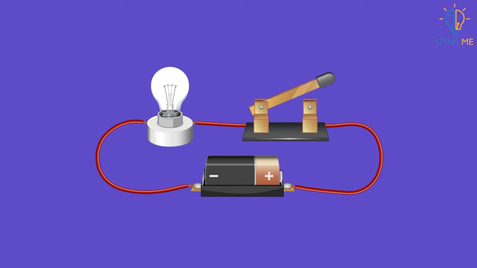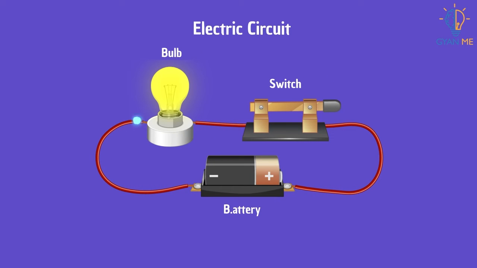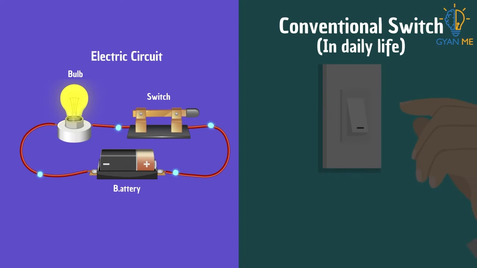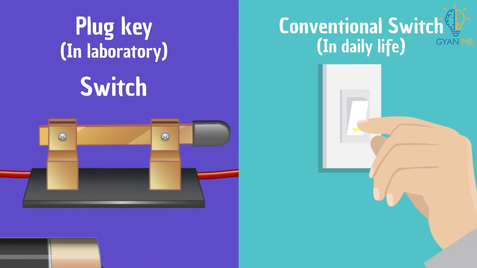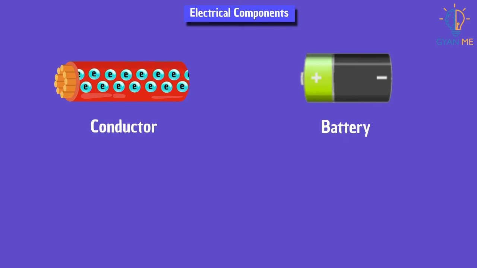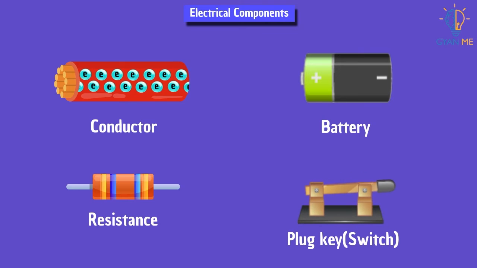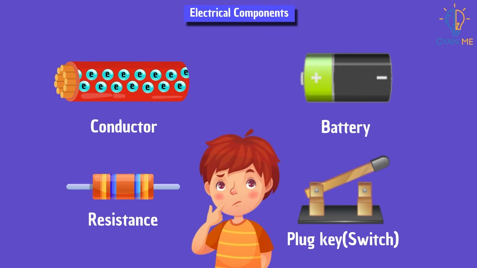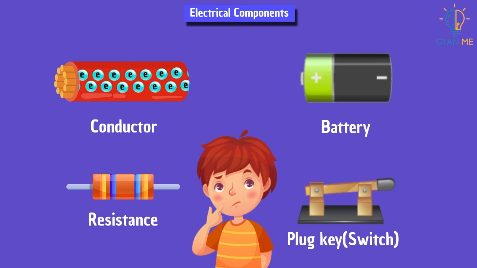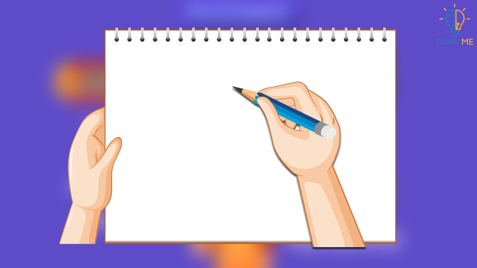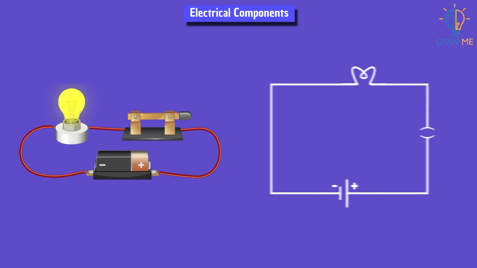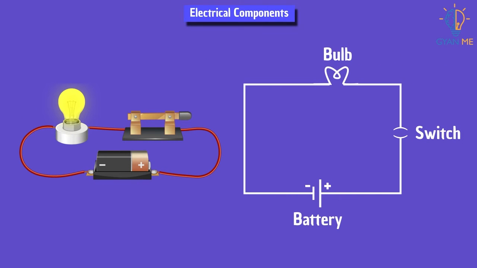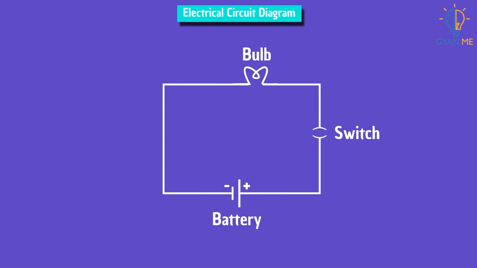We know students that for electric current to flow, we need to put on the switch. You must have seen this switch commonly in day-to-day life, but in laboratory we use the term plug key instead of switch. So far we have seen several different electrical components, namely conductor, battery, resistance, plug key or switch, etc. How can we represent these elements in a simple way in the diagrams? Drawing the components of electrical circuits actually would be very tedious and impractical. Hence, these circuits are represented schematically. These schematic diagrams are popularly known as electrical circuit diagrams.